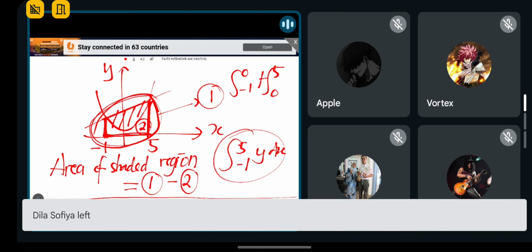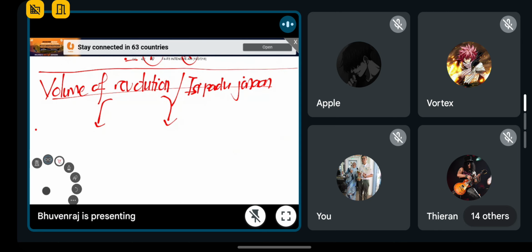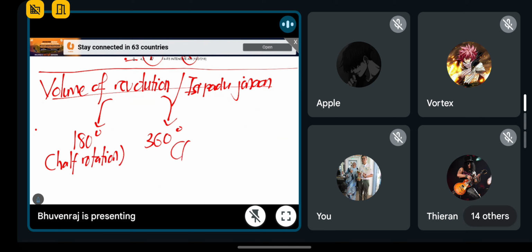Okay, correct. 180, 360. Okay, guys, we have two possibility of angle. Dua kebangkalian sudut putaran. 180, 360. 180 is basically half rotation, putaran separa. Okay, 360 is one whole rotation, full rotation, putaran yang penuh.